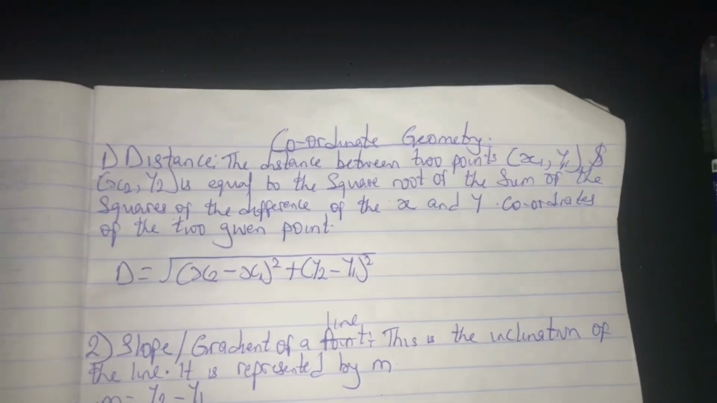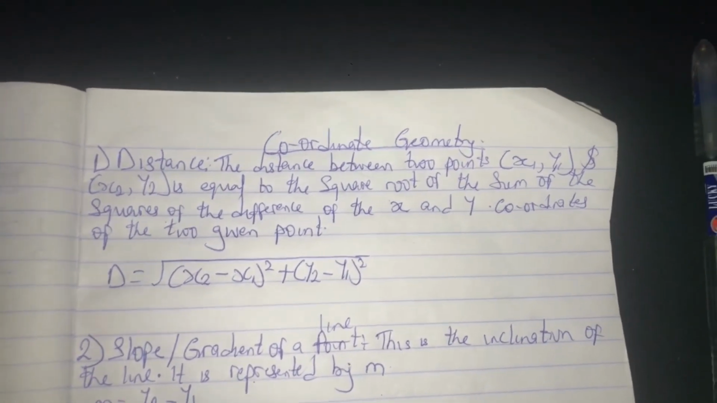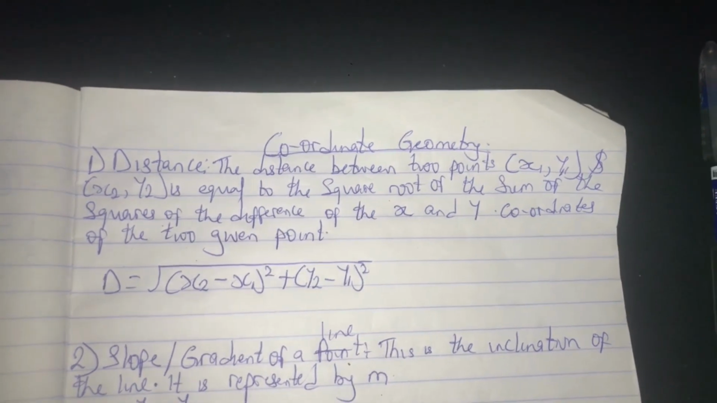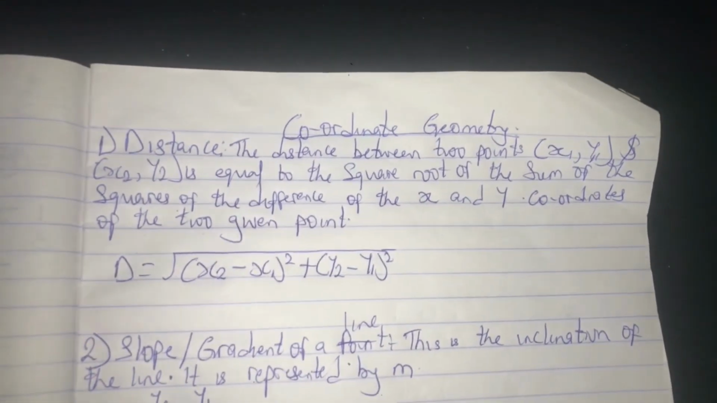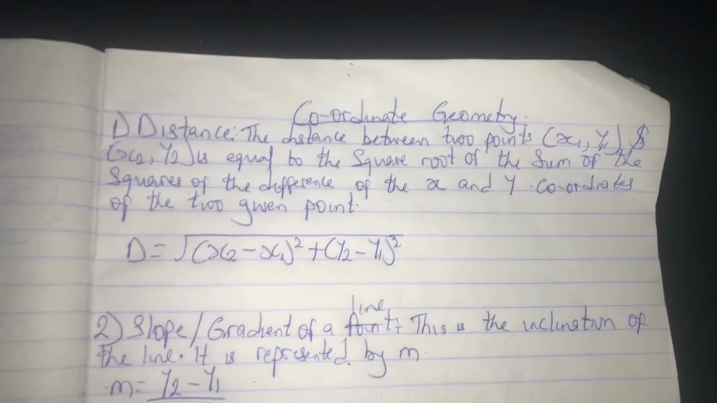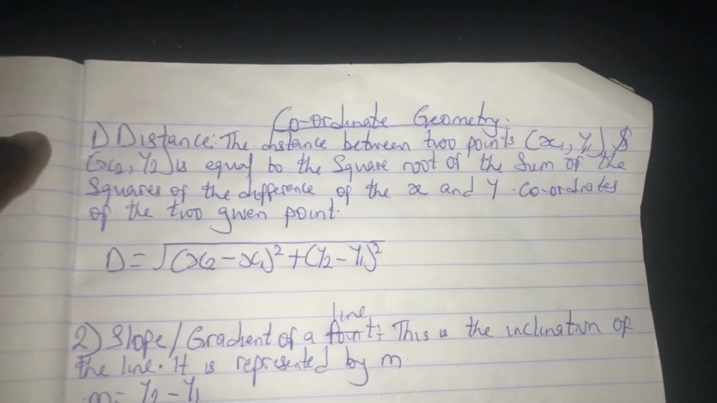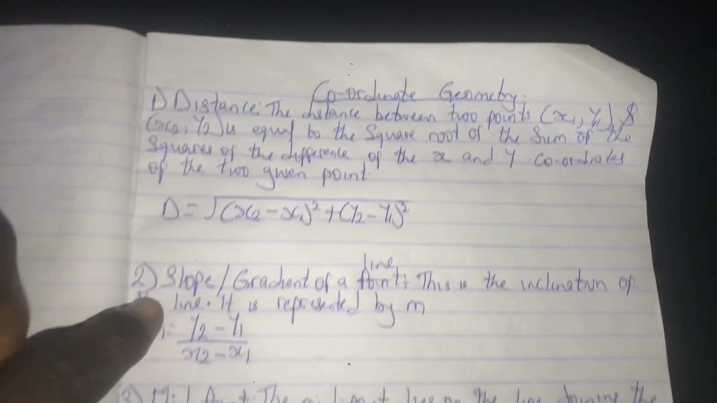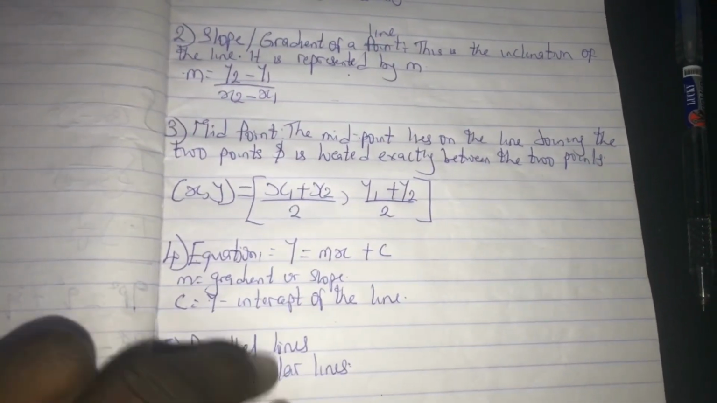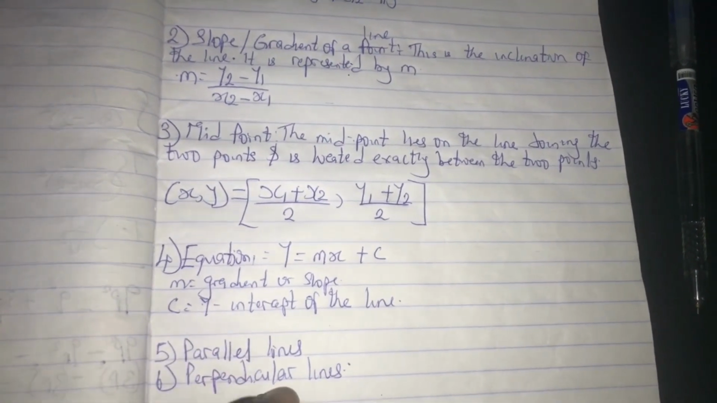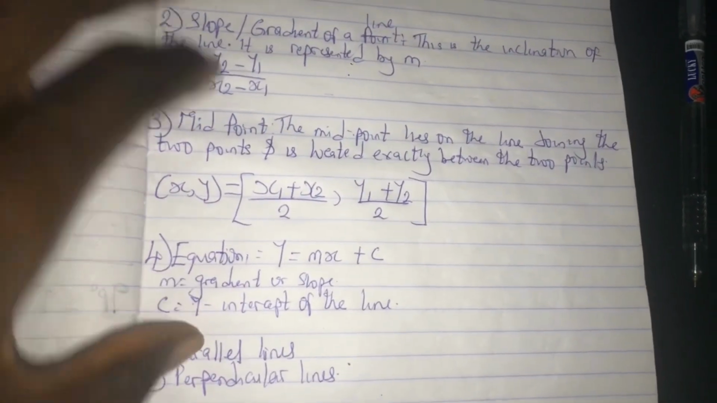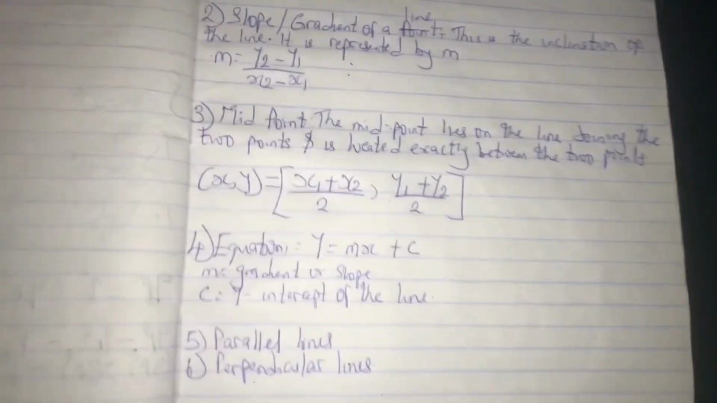Our topic for today is coordinate geometry. You can simply say coordinate geometry is defined as the study of geometry using coordinate points. I'll be discussing types of classifications of coordinate geometry, which are distance, slope, midpoint, equation, parallel lines and perpendicular lines. I'll be discussing these 4 for today. Then the parallel lines and perpendicular lines, I'll be treating some other time.